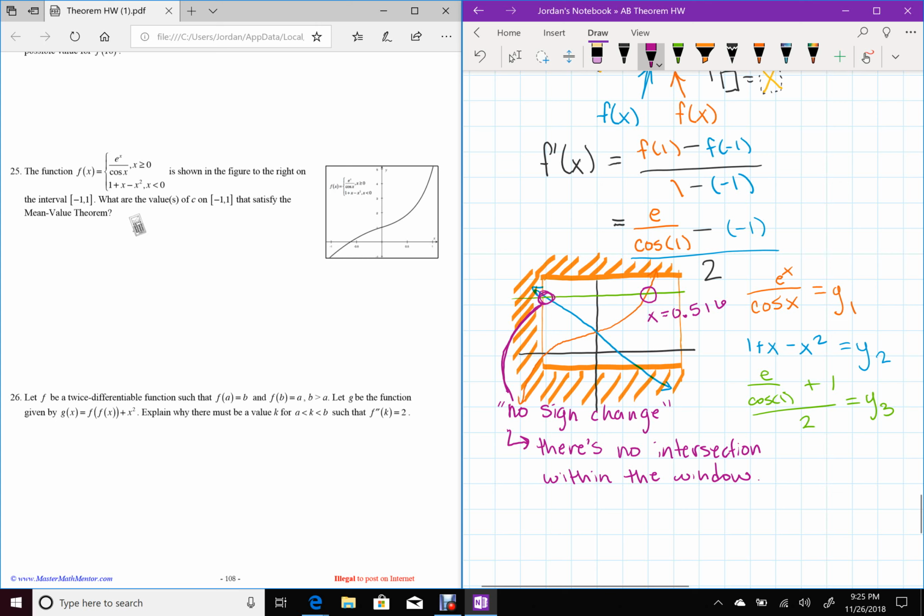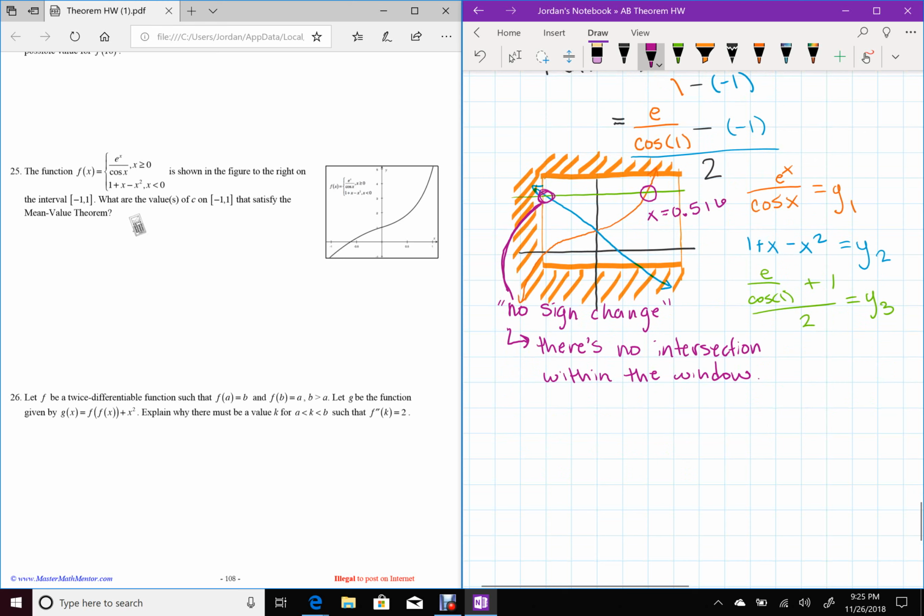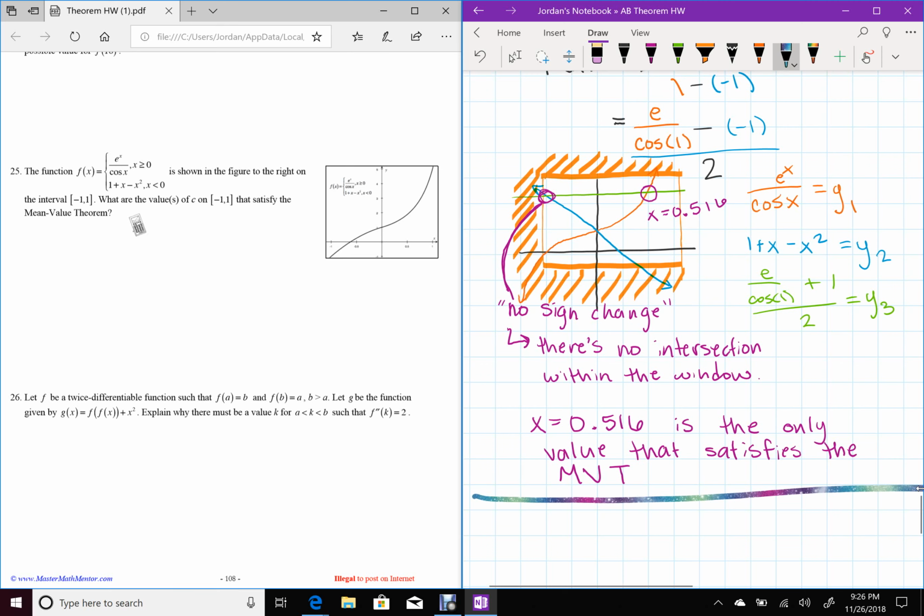Okay, so the only value that satisfies the mean value theorem, x equals 0.516, that's the only one. It's the only value that satisfies. And that is all for 25.